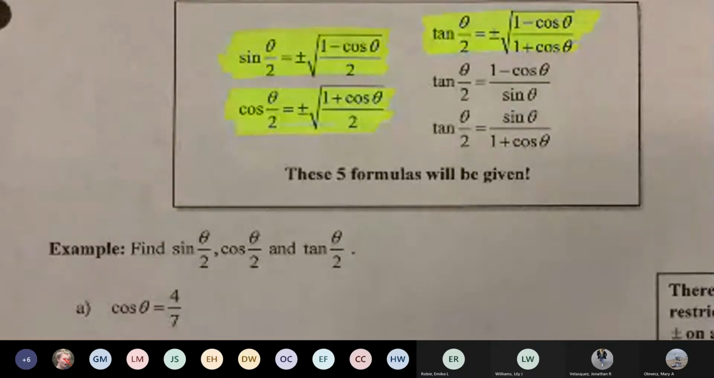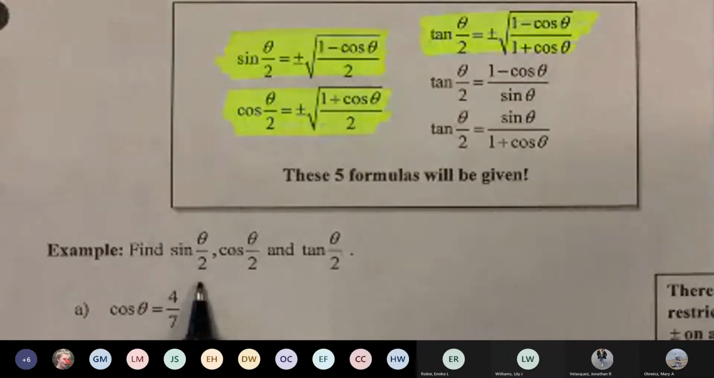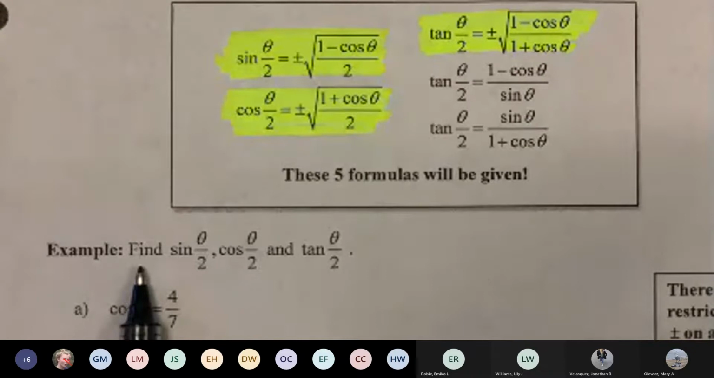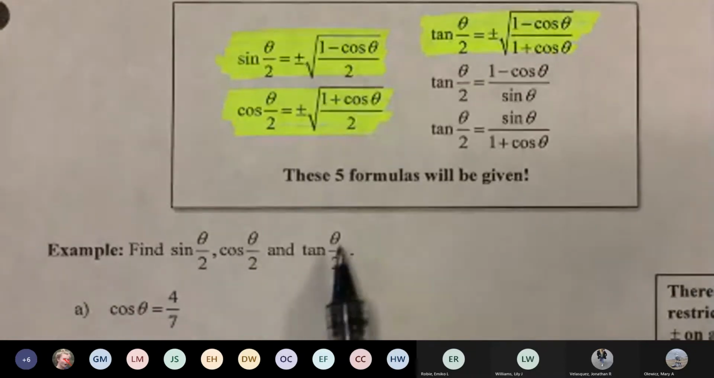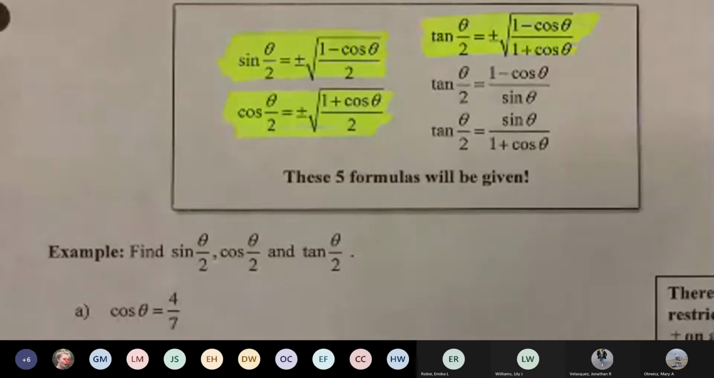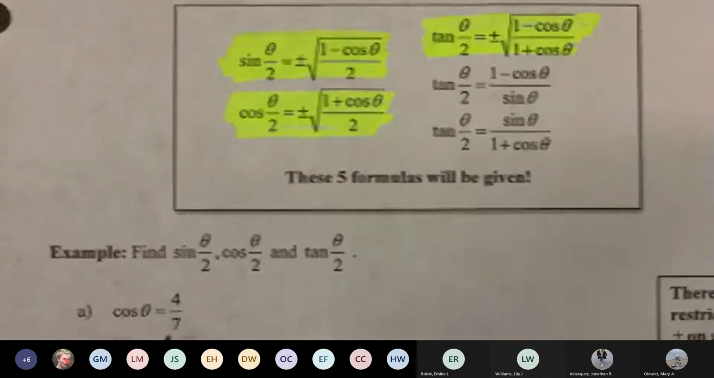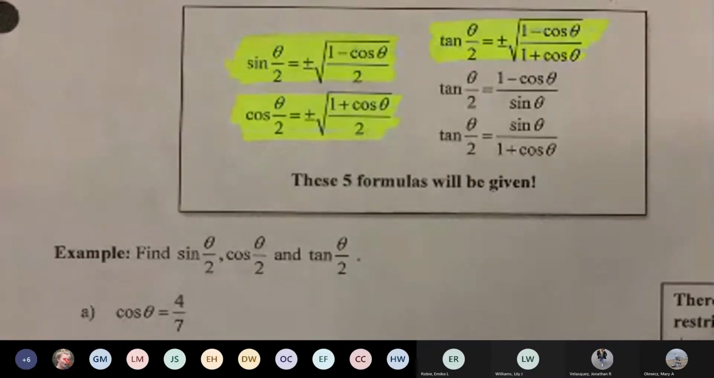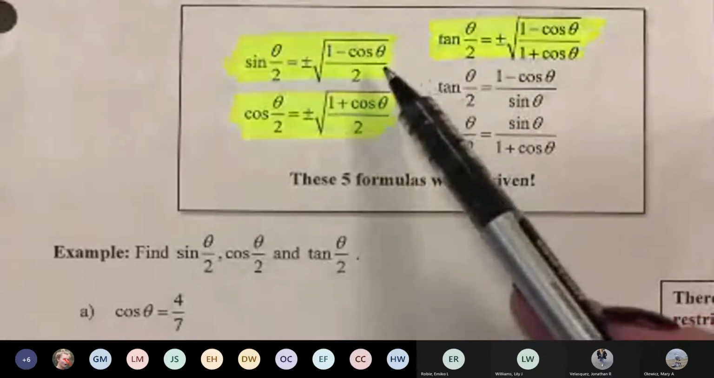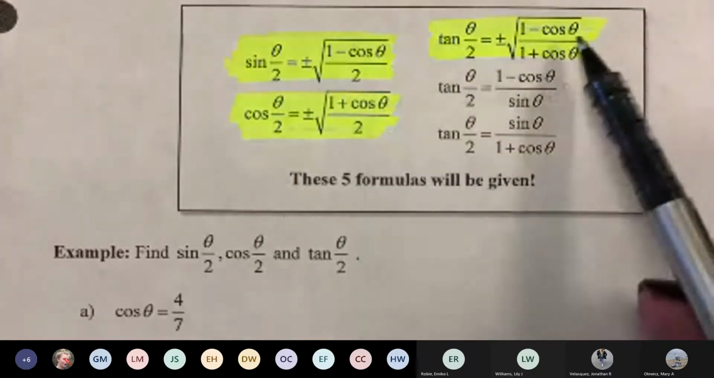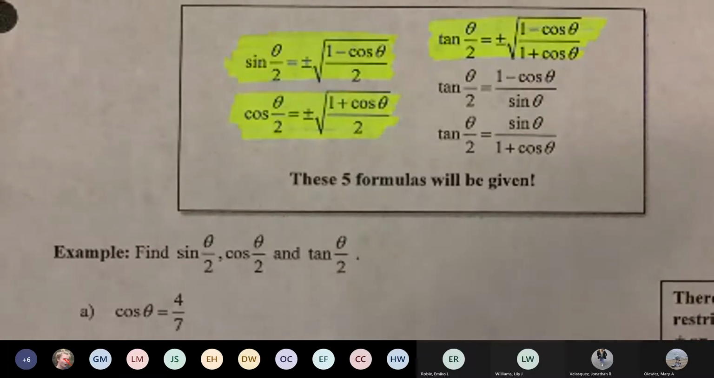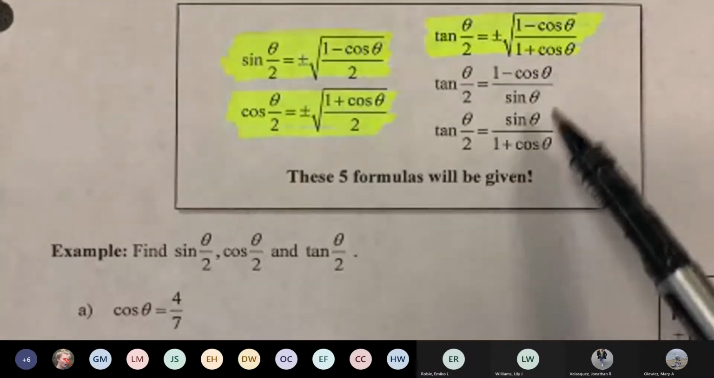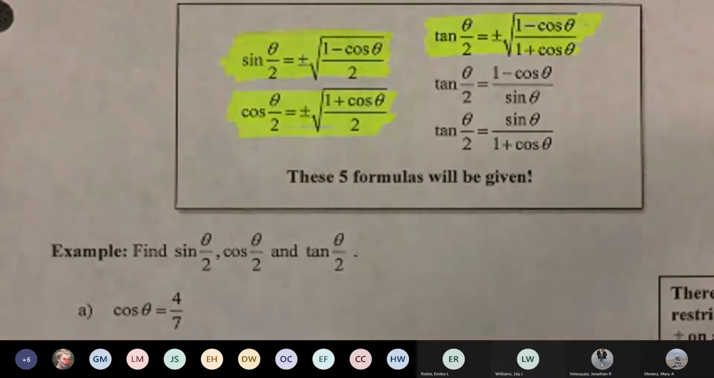Okay, so let's talk about the half-angle problems. So the first two types of problems that we're going to be doing, example A and example B, all have the same instructions. They say find the sine of theta divided by 2, cosine of theta divided by 2, and tangent of theta divided by 2. So you're being asked to take the given information and substitute it into the formulas. Now, what I want to point out to you, another reason that we use the three that we do, is that all three of them use cosine of theta. If you pick one of these two, you have to know sine and cosine. That's a little bit of extra work.